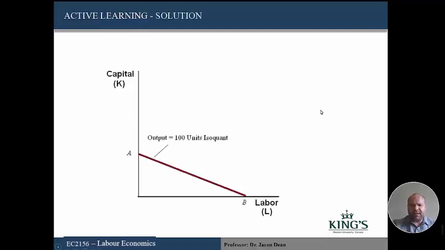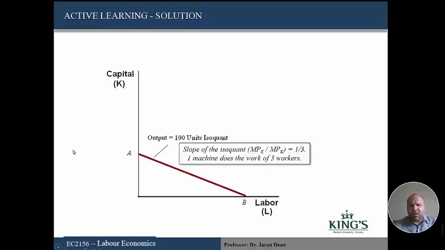Okay, let's look at this on a diagram. So we have an isoquant here. This is for 100 units, as they mentioned in the question. The slope of this is going to be 1/3, the marginal product of labor divided by the marginal product of capital. In this case it's always 1:3, so it's a straight line, it's linear, because one machine can always do the work of 3 workers. So you always have that trade-off.